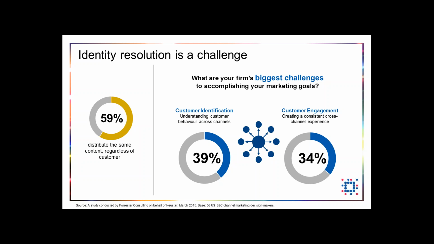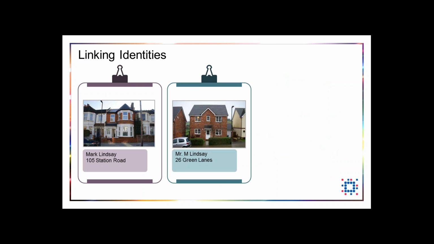So the challenge that organizations are facing, and the thing that's getting in the way, is having the confidence that the person that you're trying to communicate with is the person that you think they are, and customer identification and the resolution of the multiple different identities that you have for them becomes very important. And indeed, almost 40% of marketers said that this particular challenge was one of the biggest challenges in accomplishing their goals. So let's look at this identity resolution and linkage challenge in a little bit more detail.